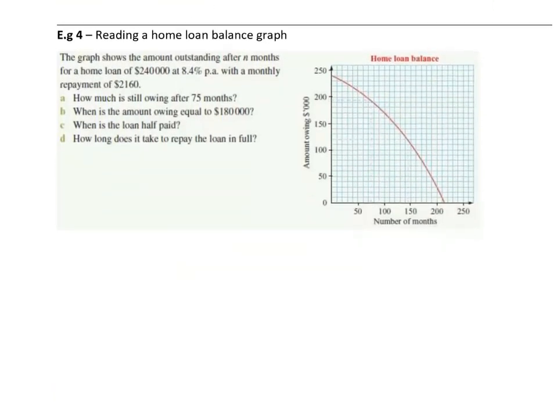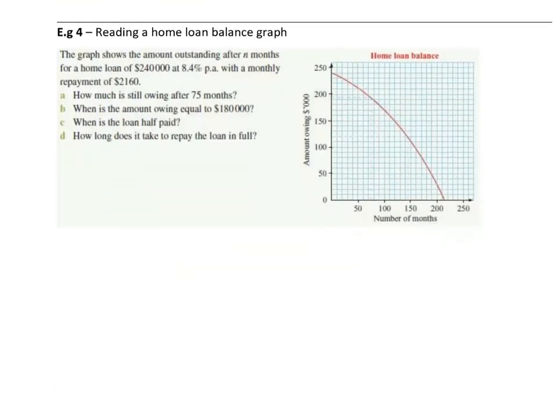Last example here, using a graph. So we just simply have to find the value that we're looking for on the X, the Y, or the vertical or the horizontal axis, and then trace up to the graph to see what the value on the other axis is. So how much is still owing after 75 months? We need to find 75, which is going to be halfway between here, and it's going to go right up to the graph.